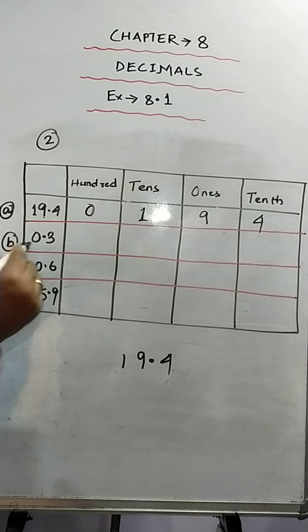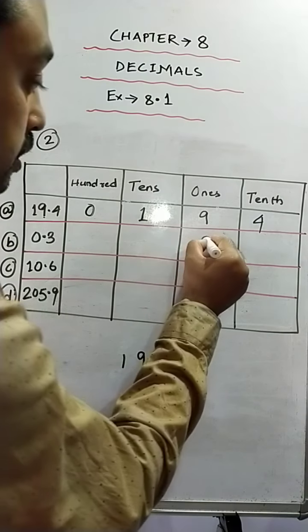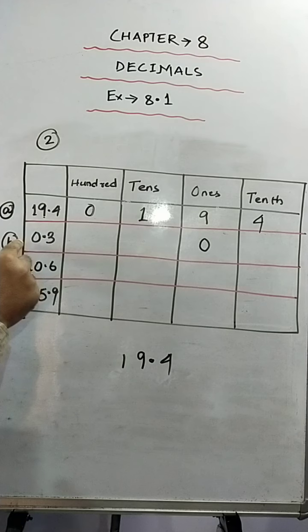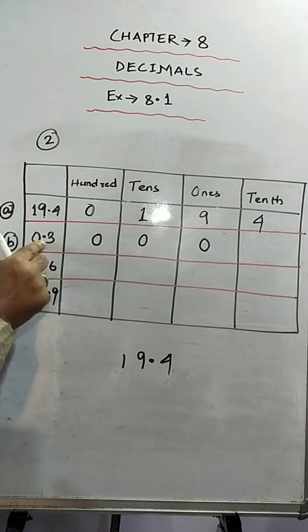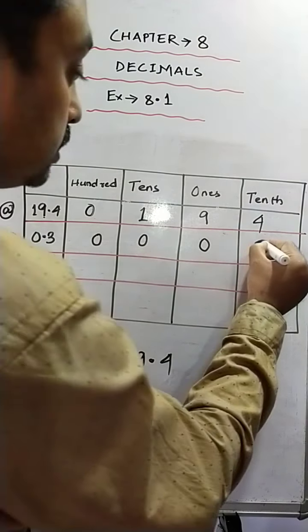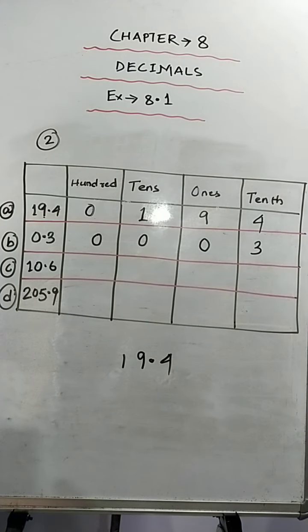Fine. Now in this case 0.3. So 0 means there are no ones, that is only 0 ones. So you will put 0 ones. No tens, no 100. So you will put 0 here also. And how many tenth are there, students? That is 3. This is the place value of tenth only. So you will write 3. So 3 tenth are there.